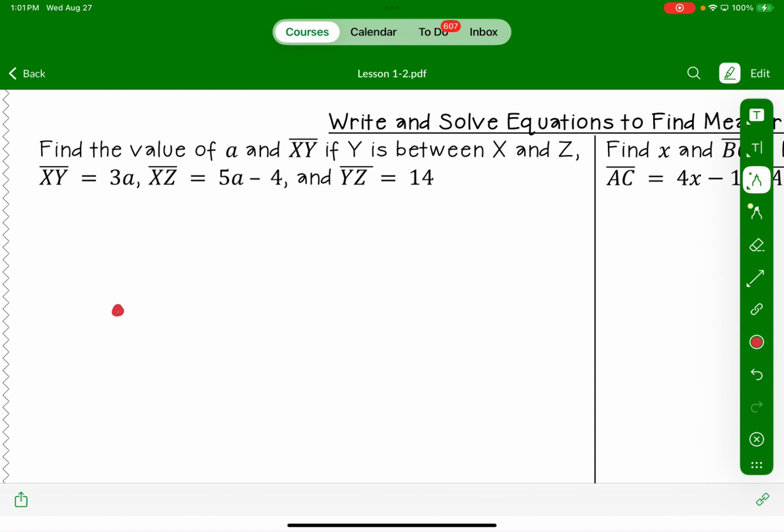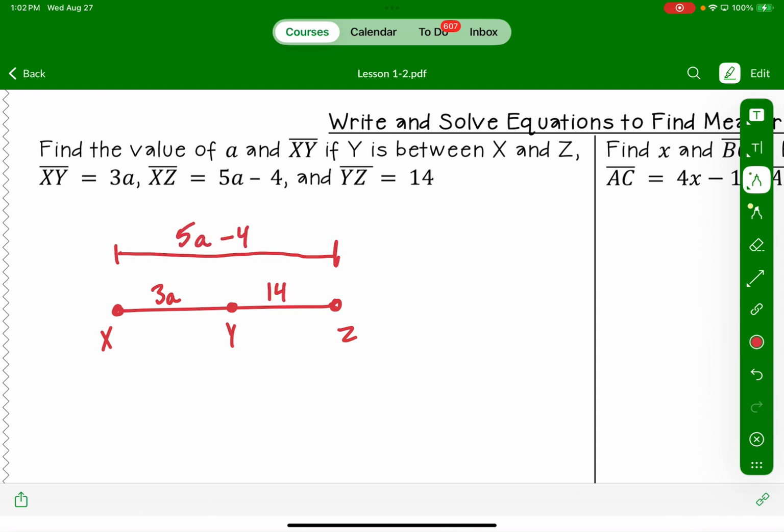We're going to draw our picture. What points are on the outsides? X and Z. What's in the middle? Y. So that's got to be step 1. Make sure those letters are in order. If for some reason you put Z in the middle, you're going to get the whole problem wrong. So you've got to make sure you put them in the right spots. All right, now let's label. XY is 3A. XZ is 5A minus 4. So XZ, that's the whole distance, 5A minus 4. YZ is 14. All right, now we've labeled everything.